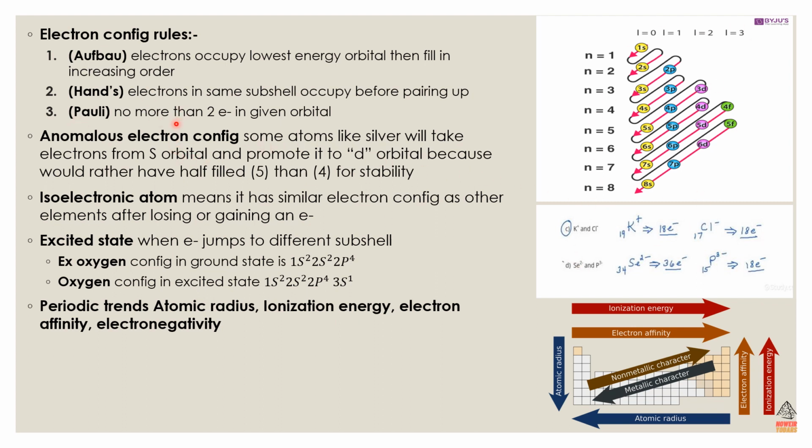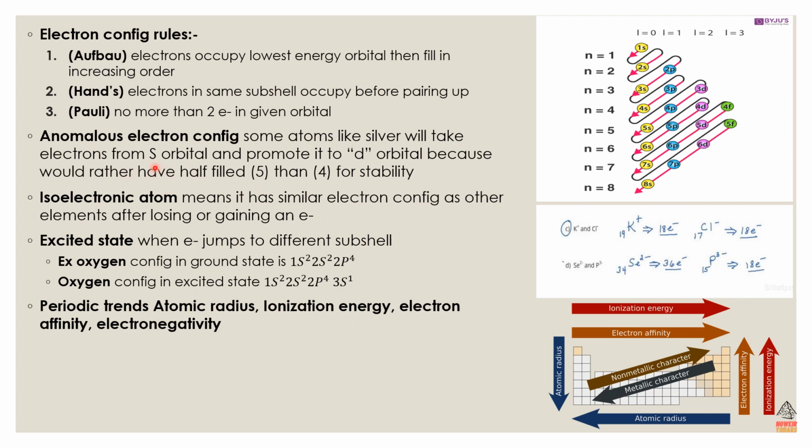And then you have Hund's rule, which says electrons in the same subshell must each occupy an orbital before pairing up. Let's say you have the p subshell, you need to occupy each single one of them before you pair them up, like that. And then next we have Pauli, which states that there are no more than 2 electrons in a given orbital.